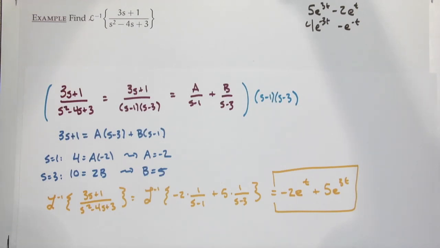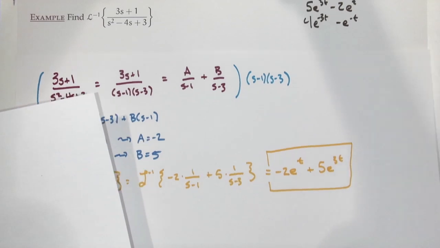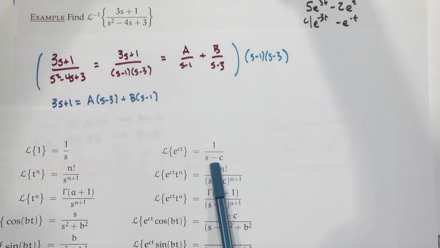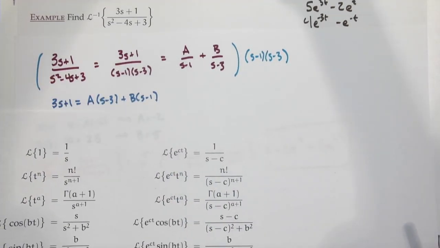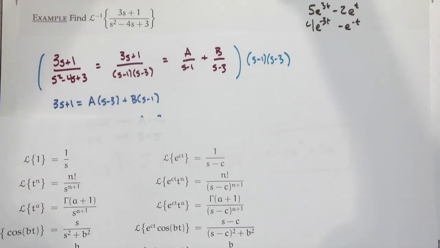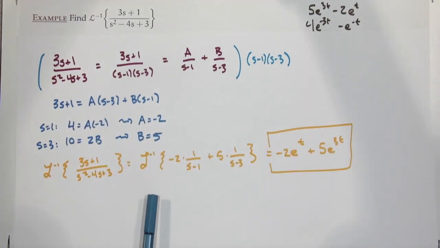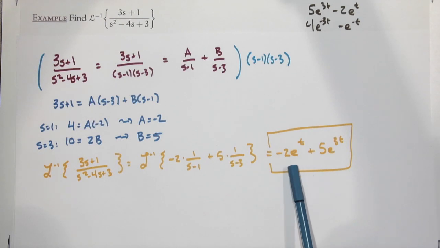Choosing 1 and 3 gives you the answers for a and b, which really lets you say, we haven't done anything with the Laplace transform, but what we've done is we've rewritten it in pieces which are nice. And 1 over s minus a number is on our table. In particular, 1 over s minus a number is e to that number t. So that allows us to get our answer: minus 2e to the t plus 5e to the 3t.